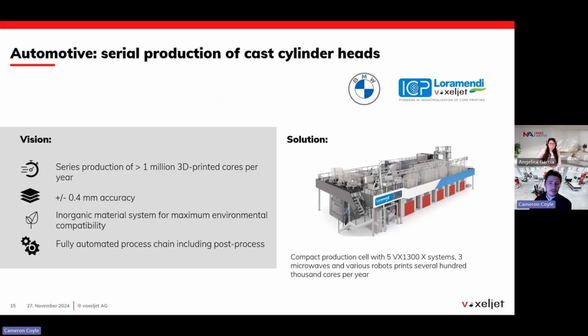So our main innovation project, which we have been working on and realized, is the production 3D printing line to produce a high volume core for BMW. The project is one which we worked on with Loramendi and Voxeljet for BMW in Germany. And here the vision was to create a 3D printing solution to produce, the goal is 1 million 3D printed cores per year with an accuracy of 0.4 millimeters plus minus, using an inorganic binder to support some environmental topics, and also then to fully automate the process, including the post-processing.